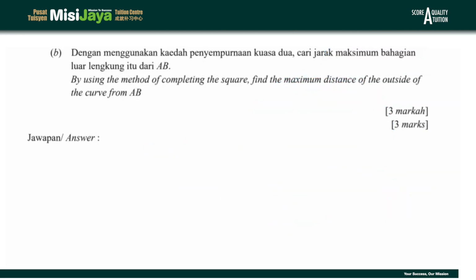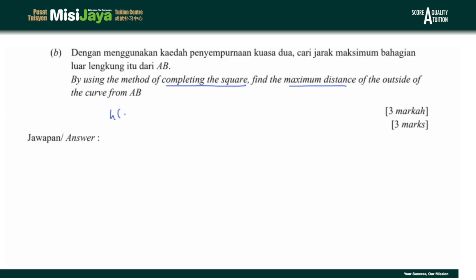Let's continue with B. So by using the method of completing the square. All students must know how to complete the square, because 99% it will come out in the exam every year. So find the maximum distance of the outside of the curve from AB. For this, we are going to use the completing the square method, and then we're going to get our answer in vertex form. From the vertex form, we can get our maximum distance, which is the maximum value. So I'm going to do it here.